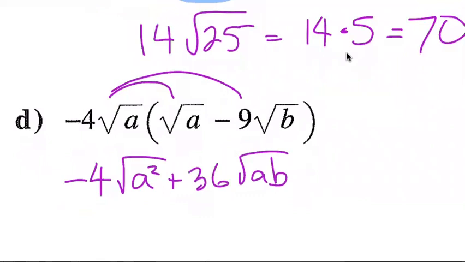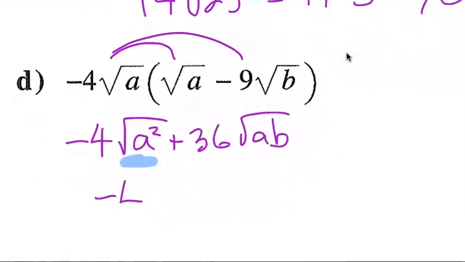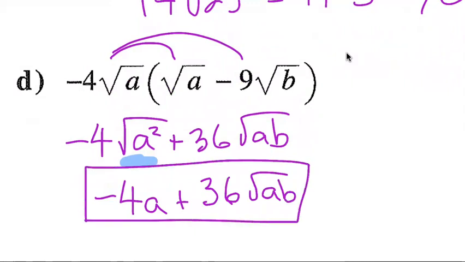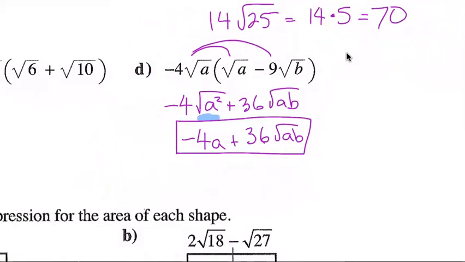Well, the square root of anything squared is itself. So this is now just -4A plus 36 square root AB. And I can't do anything else. Do not try and combine those further with some funky rules that you're making up, because that's as far as it goes. -4 apples plus 36 square root apples, bananas, right? They're different. You can't combine them.